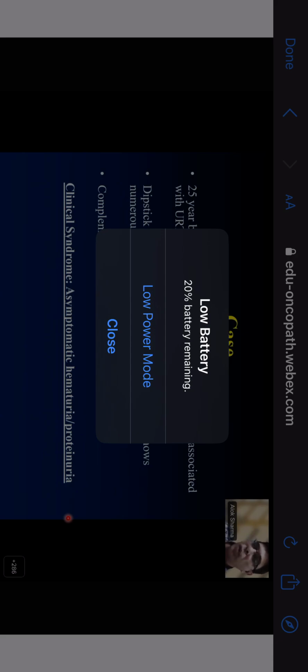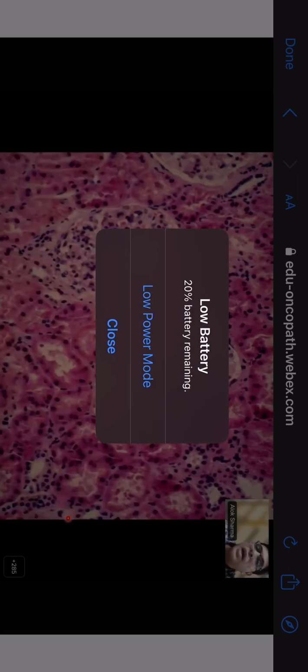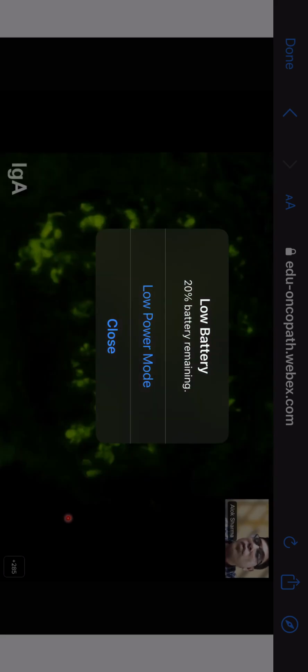Now, the last one would be patients who have asymptomatic hematuria and proteinuria, right? They don't have any clinical symptoms. They are detected just during routine examination. And if their biopsy comes to you, you have to look at it in a different view. Many times this will show you proliferation in spite of no clinical symptoms. And when you look at the IF, they will show a lot of mesangial IgA staining. So this is an IgA nephropathy.